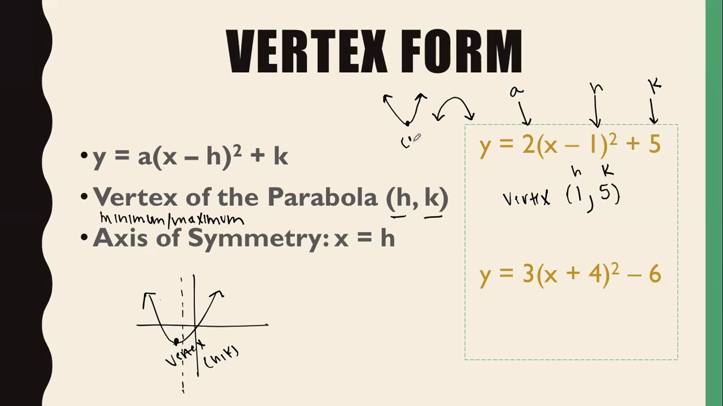Looking at this equation, the 3 represents what letter? A. What does the 4 represent? H. And then the negative 6, K. So what is this telling me the vertex is in this equation? Positive 4. Oh, sorry, it's negative 4, and then it's negative 6, okay? Perfect. So the h is the only one that you could think of as having an opposite sign. But the k, whatever it says, if it's plus k, that's positive k. If it's minus k, it's negative k.